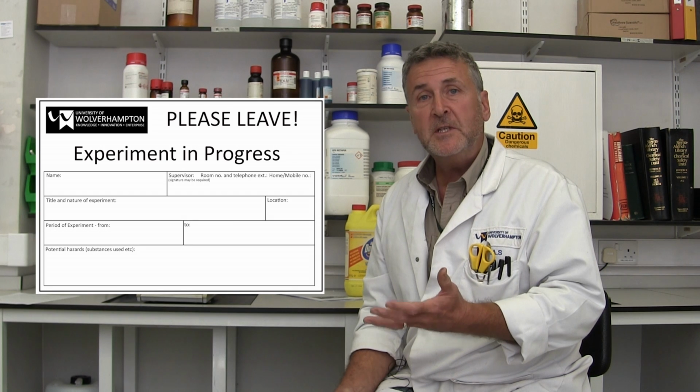If you're going to do that sort of thing, use a sign which says, concentrated sulfuric acid, hot, please leave. Some sort of warning. Experiment in progress signs are available in the lab. Use some sort of warning to tell other people so that if somebody spills it in your absence, they know what it is and they can get help.